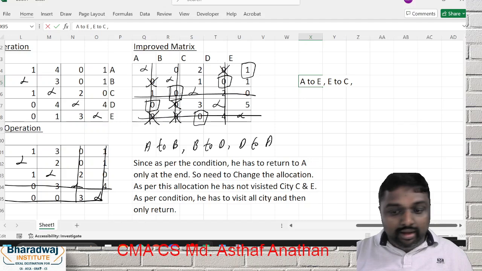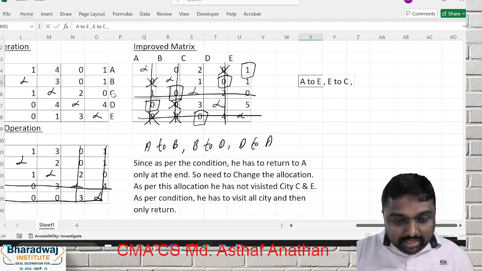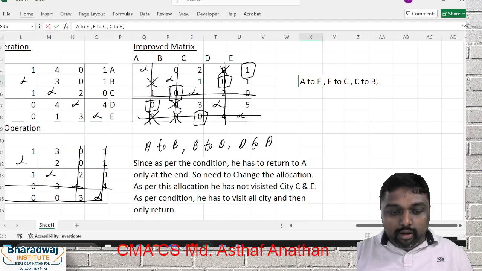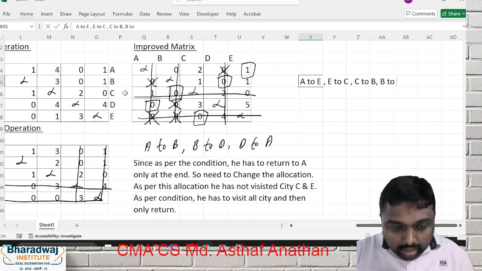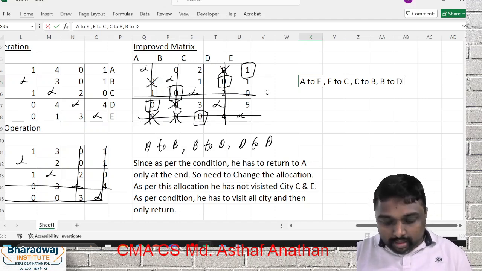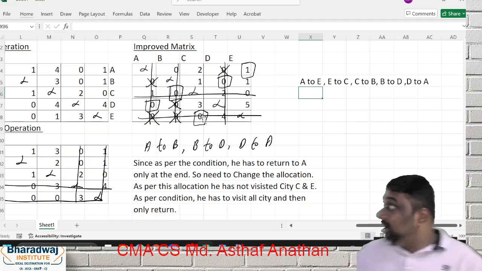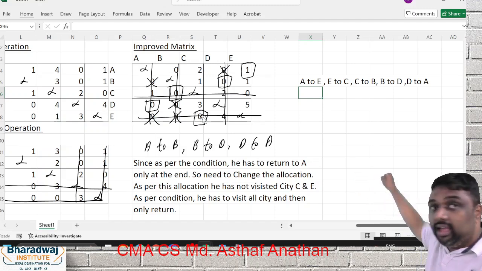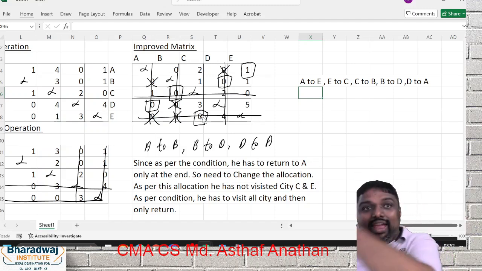So what happened? A to E you went, E to C you went. Now you have to come to C. C where does it go? C to B. Now you have to go to B. From B where are you going? B to D. Then you have to go to D. D where are you going? D to A. Now check, my dear friends, where you started. A. Where do you end? A. You started with A, you ended with A.